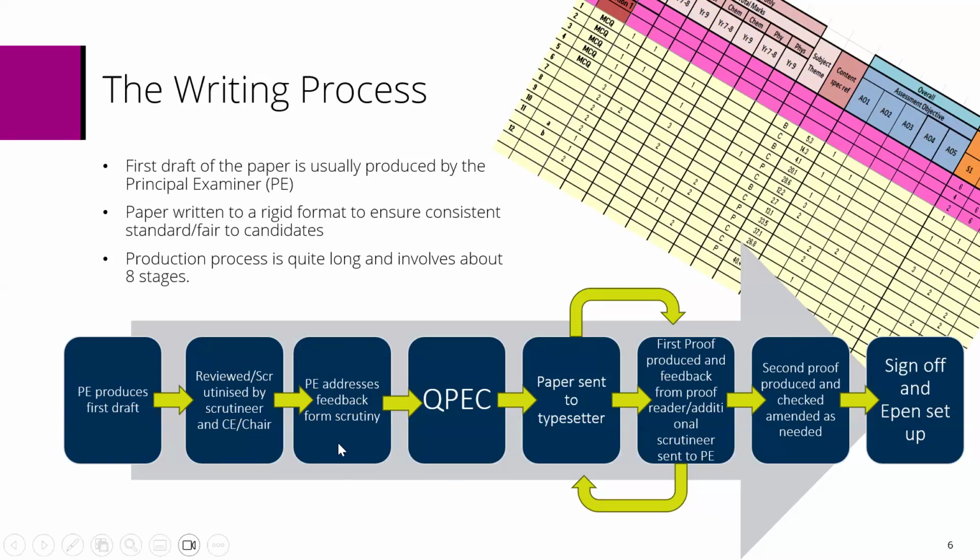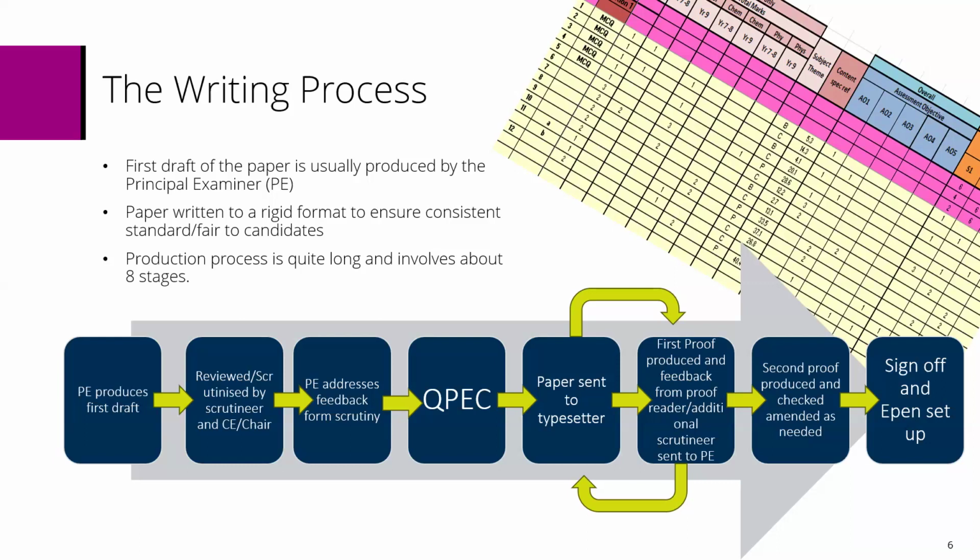At that point, I send it back into Pearson, and the paper then goes before a committee called QPEC, where yet again the paper is literally pulled apart. Every question, every word is poured over, and a lot of the time questions are rewritten, language is checked. Once we've gone through that, which takes 2 days with a committee of about 4 people, including the chair of examiners, the paper will be sent to the typesetter.